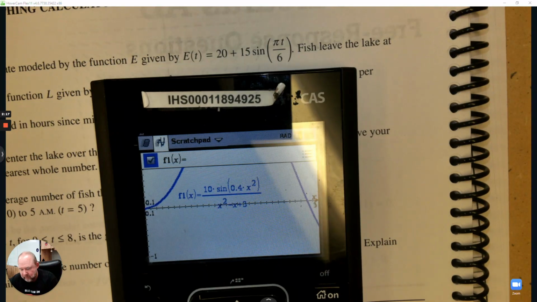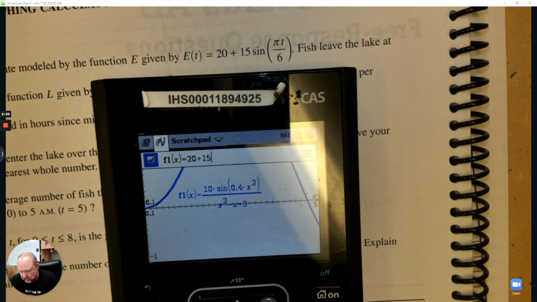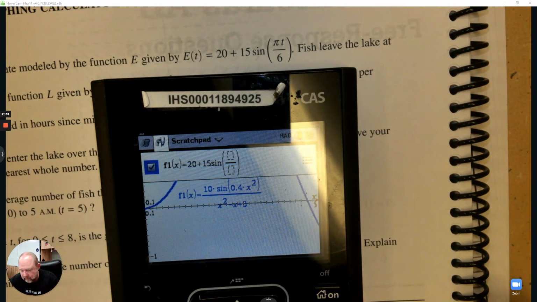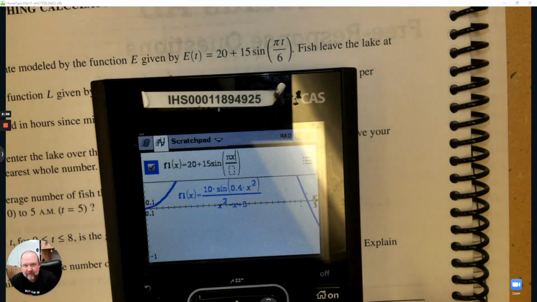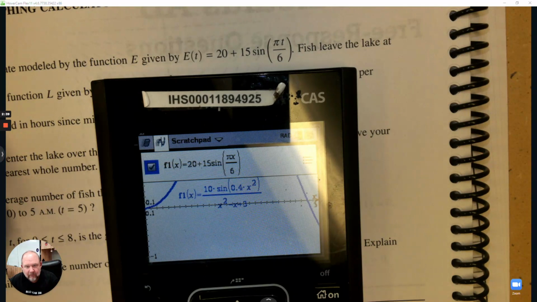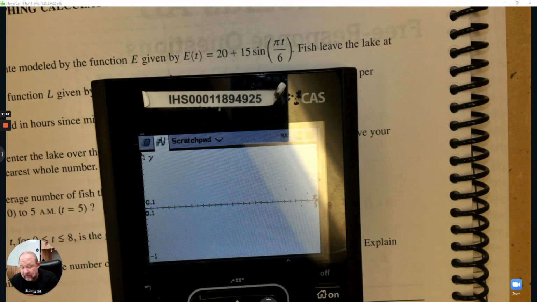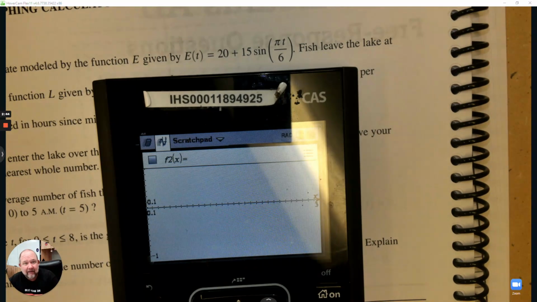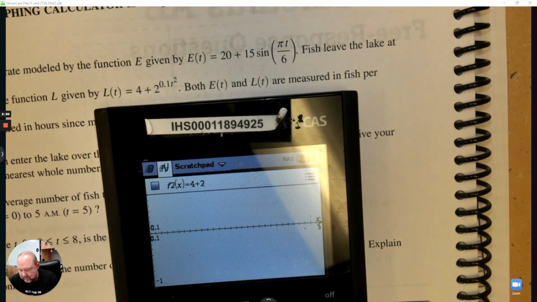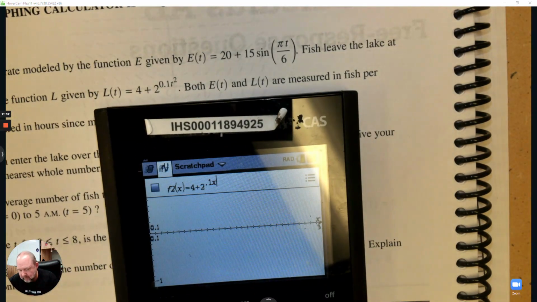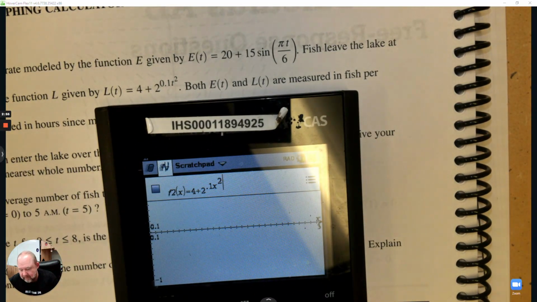So f1 is entering: 20 plus 15 sine. Make sure you type it in correctly. Control divide for a fraction, so it's pi. Now we're not going to use t, it's going to be x over 6, and then double check, did I type it in correctly, press enter. We're also going to do the next one, so we're going to press tab. f2 is the one leaving, because we know we're going to have to use that, so 4 plus 2 to the exponent 0.1 x squared. Make sure I type that in correctly.